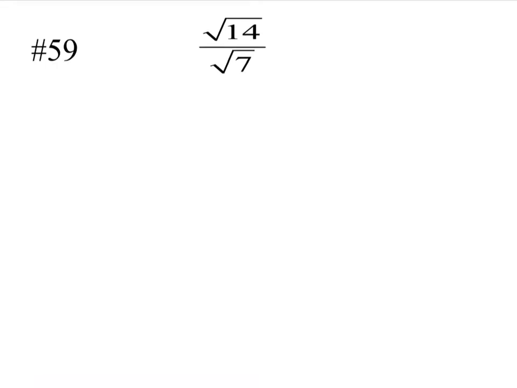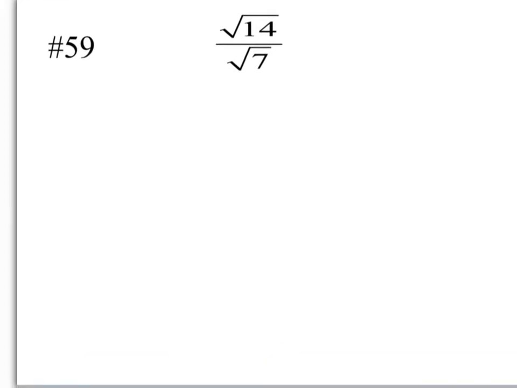When you're dividing two radicals like this, as long as they have the same index, which both of these do, there's an assumed 2 here and an assumed 2 here. You can use the quotient rule, which says that if you have a radical in the numerator and a radical in the denominator, as long as they have the same index, you can put them under one radical.